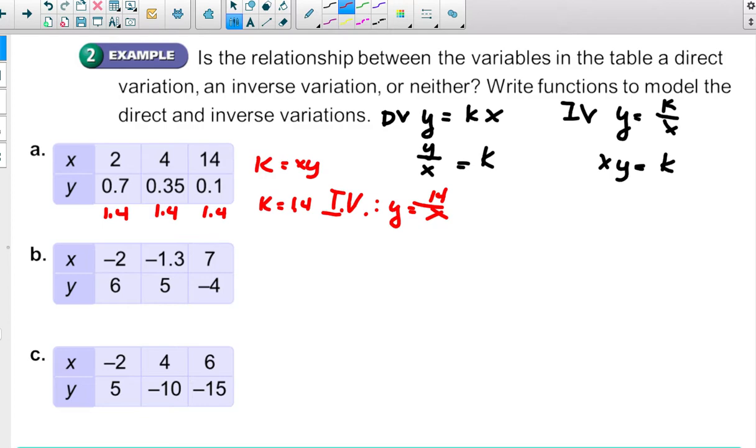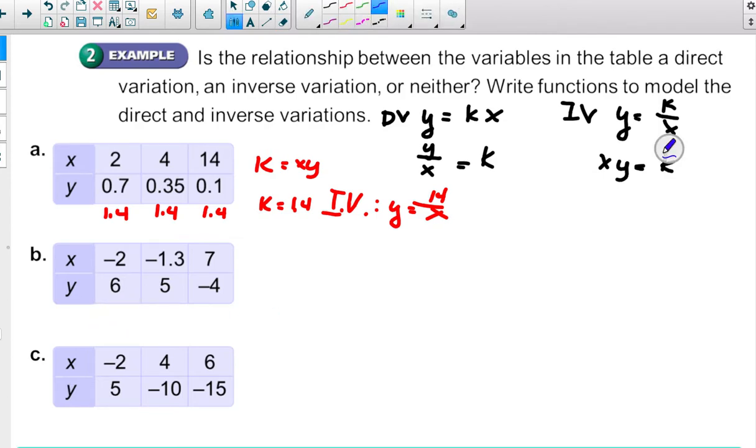All right, now let's take a look at the second one. We multiplied those, so that's probably not going to work here, but let's give it a go anyway. Negative 2 times 6 is negative 12. Negative 1.3 times 5 is going to give us negative 6.5, so that won't work. So we'll go ahead and erase.